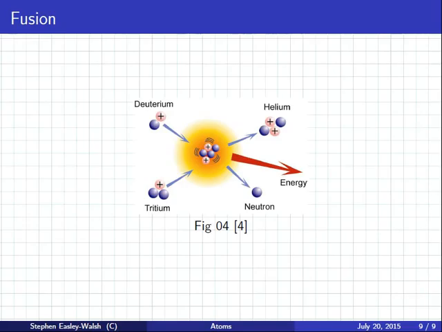F equals QVB. So what they can do is use a big magnet to keep the gas contained in a ball. You have the hydrogen gas, and there's a magnet around the hydrogen gas to keep it in a ball shape. And then they fire lasers at the gas.